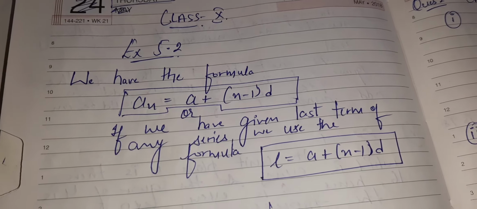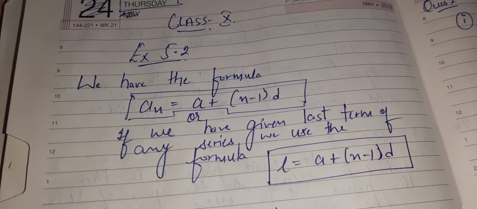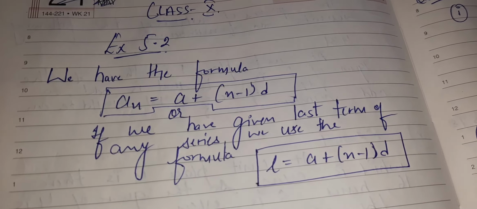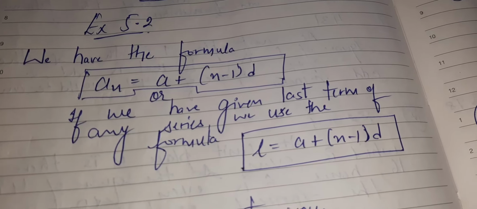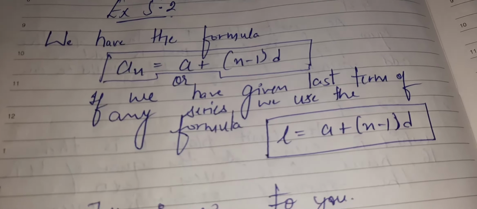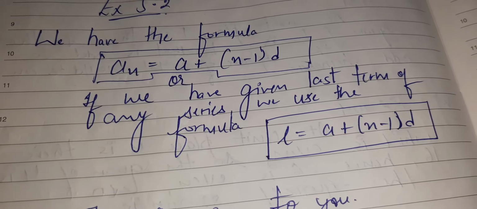We have the formula. Before starting with the exercise, I'm telling you the formula. We have the formula a_n is equal to a plus (n minus 1) into d. Or if we have been given the last term, that means l, the formula will be l is equal to a plus (n minus 1) into d. Where to use this formula, I will be letting you know. Don't worry about that.